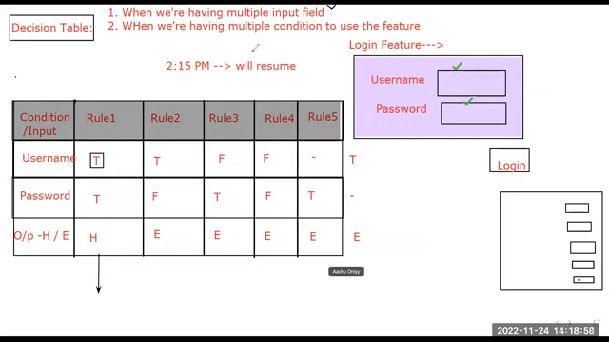Now the second criterion is that if there are multiple conditions, let's say we have one field, but it has multiple conditions, at that time also we can apply the decision table. So let's discuss this: decision table for multiple conditions on an input field.